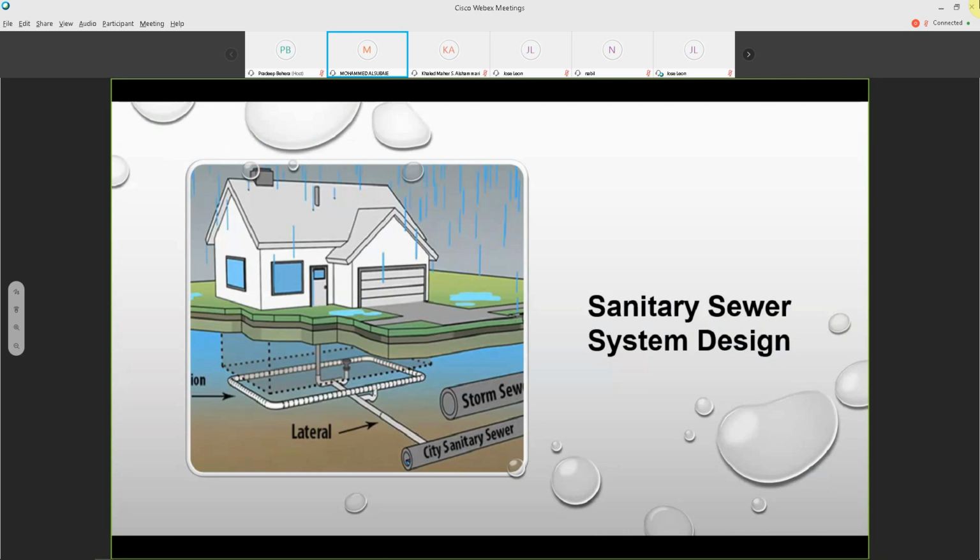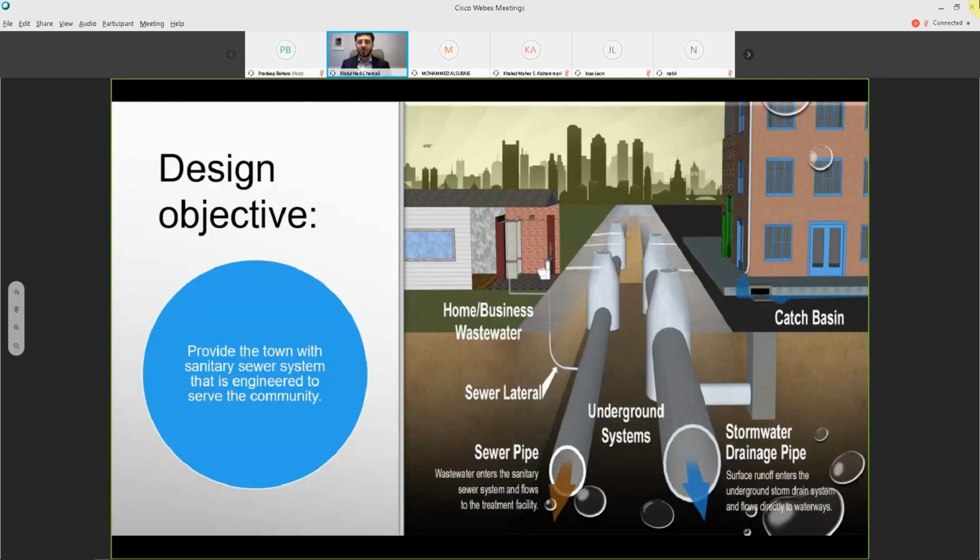Hello, everyone. I'm talking today about the sanitary sewer system design. I'm going to be explaining it in the next slides. Our design objective was that we have a certain number of population, and they all use water, and that water they use, we have to redirect it to be treated at some facilities. So designing the pipes to be efficient is our job, and that's what we do to serve our community.